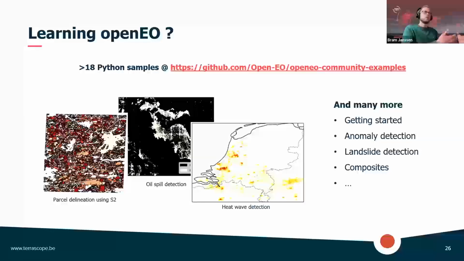This notebook will help you explain the different concepts of openEO, the different services it provides, and so forth, but also focus on certain techniques, such as creating composites. There's quite a lot of examples that could help you in evolving your skill set within openEO, or just learn what it has to offer.